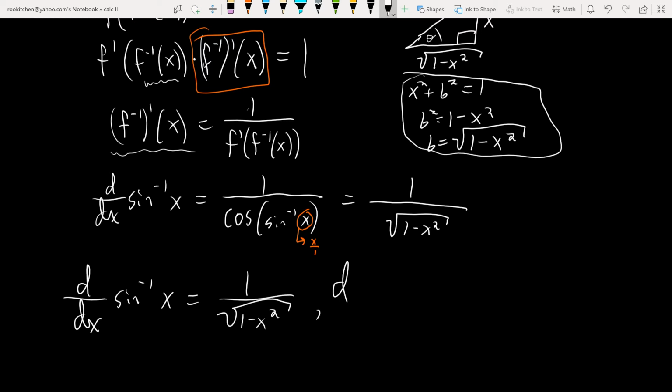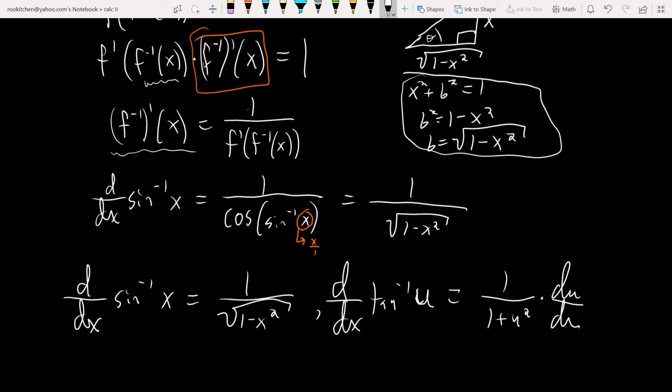Just like I expect you to have memorized the derivative of tan inverse, right? If you remember, let's put it in terms of some expression of x, u. Via the chain rule, we'll have 1 all over 1 plus u squared times the derivative of u with respect to x. Right? That's just times the guts, basically. Okay, I expect you to have those memorized.